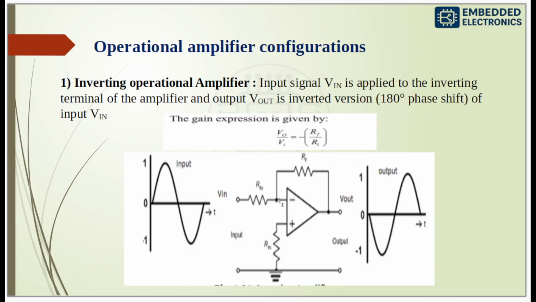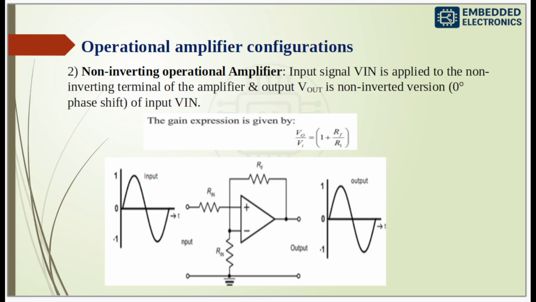So input V in is applied to this inverting terminal. This is the inverting input terminal, which is indicated using the minus sign. Here the 180 degree phase shift means it is inverting the input. The gain expression is given by V out by V in equals minus Rf divided by Ri. And next is the non-inverting operational amplifier.